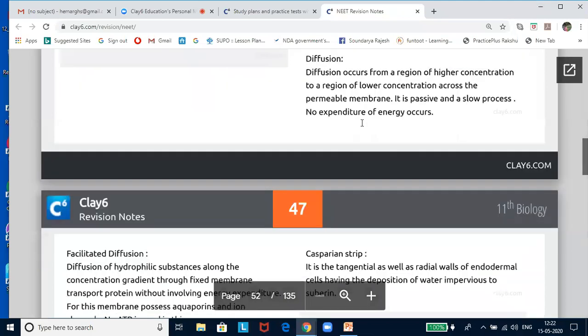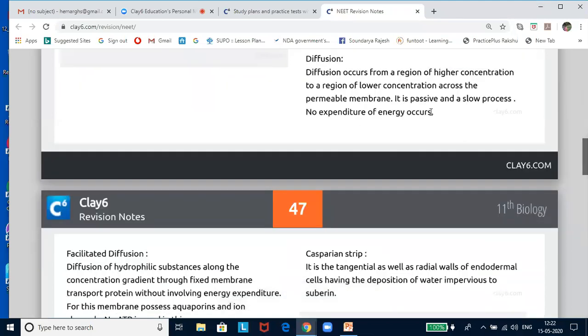Now, diffusion pressure is one thing you have to understand. It is the force or pressure developed by the movement of the diffusible particles of a substance as they move from higher concentration to lower concentration, and diffusion pressure of pure water is maximum.